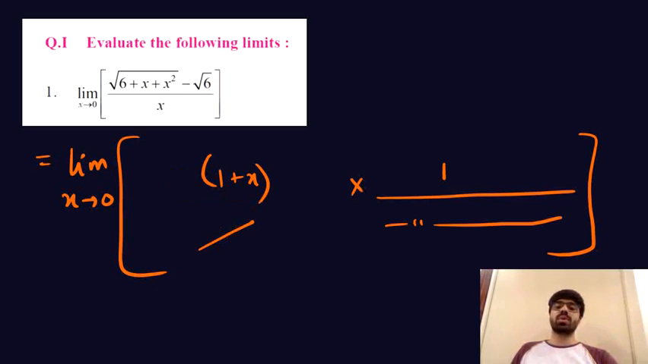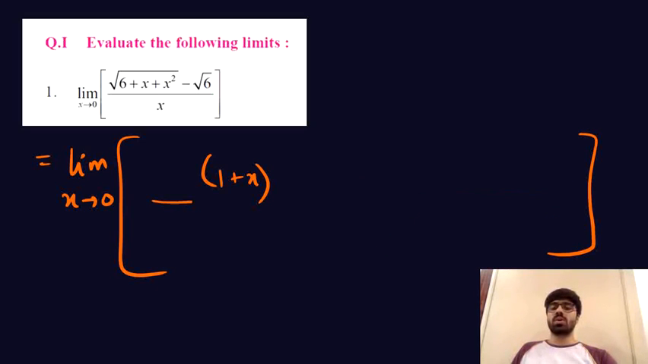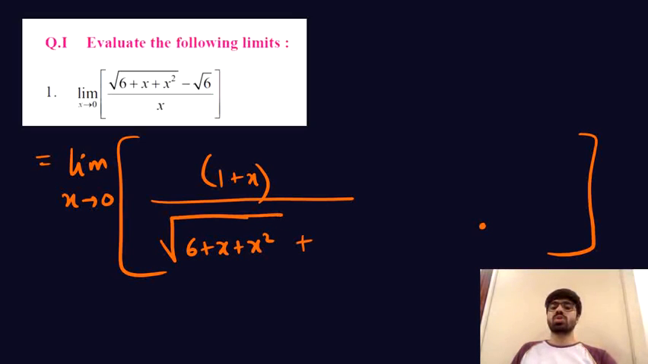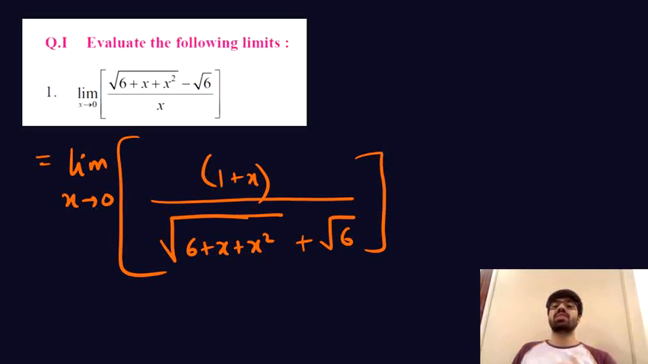Finally, all that you are left with is a 1 upon x term, which is right here, into 1 upon that entire root thing which you had here. Let me just write that again. The root thing that you had in the denominator over here, that was root over 6 plus x square. Keep in mind you were rationalizing with that term, so there was a plus in the middle, and in the end there was a root 6. This is the final expression left after rationalization and a little bit of simplification.